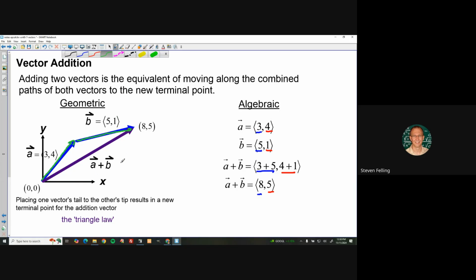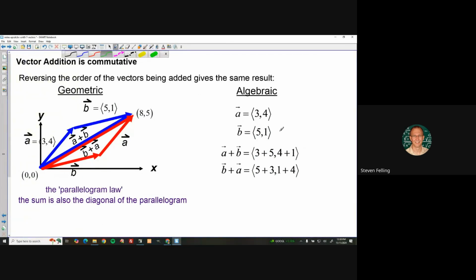This is sometimes called the triangle law. If you put the vectors tip to tail, then the vector starting at the initial point and ending at the overall ending point is the vector that results from the sum. So geometrically, you can figure out what's going on when you add, and algebraically, this is how you would compute the components of the sum.